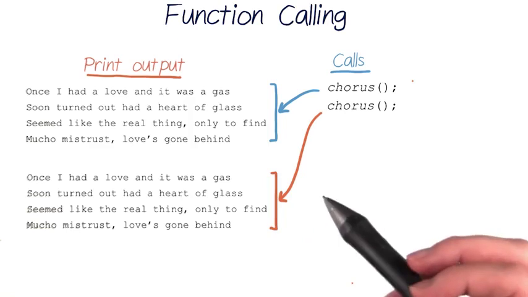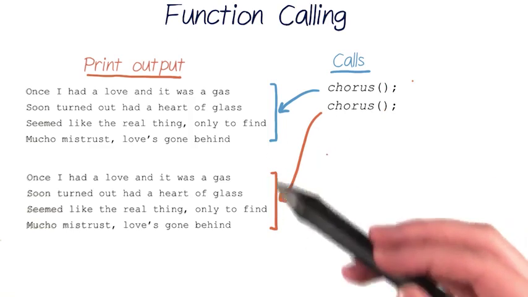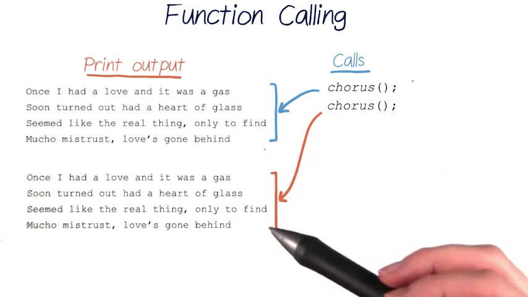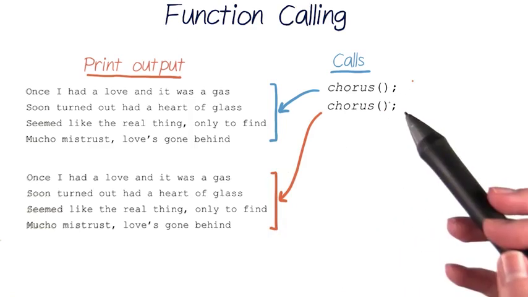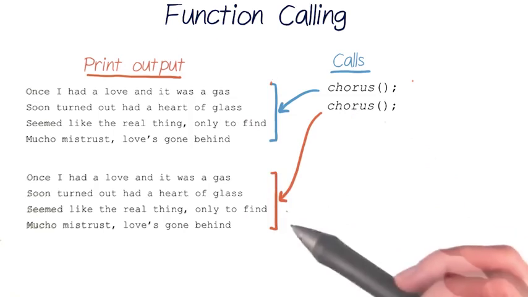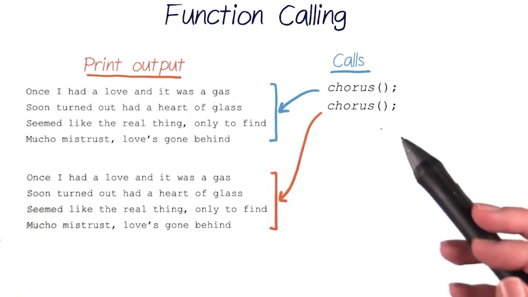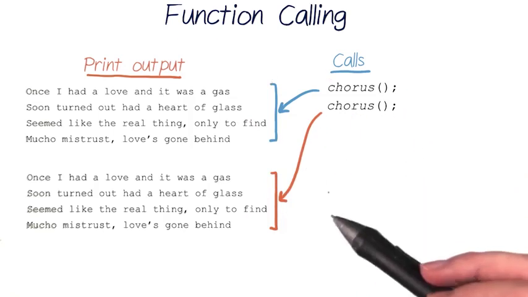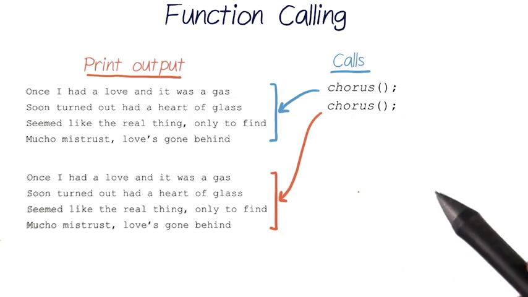And now if we want to change something about our chorus code, like changing the spelling or punctuation, we can change it inside our function definition, and when we run this code multiple times, the output will change as well. But we'll only have to change our 1 line of code inside our function definition. Now let's get some practice defining and calling functions of our own.